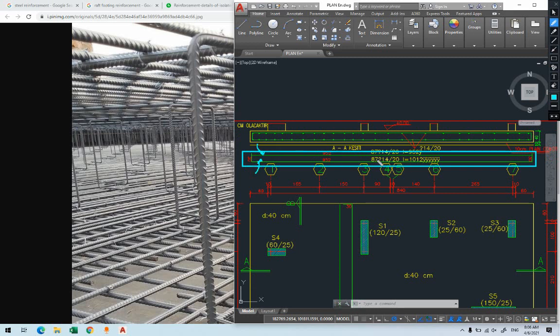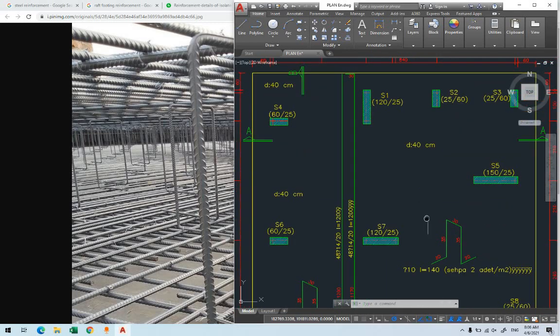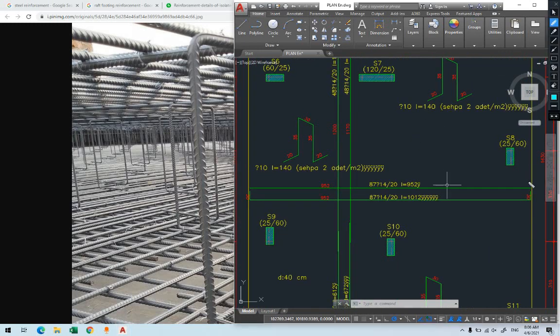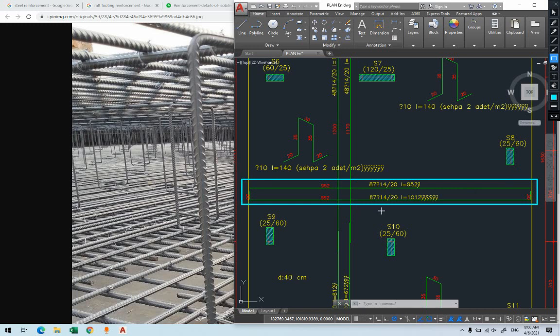Now this is from the section. We can read this detail from where? From the plan as well. This is the plan, yes? The reinforcement will be provided here as well, in this manner. This is one of the mistakes that students or fresh engineers make: they don't understand how to read this. We provide this on the plan, but we don't mean this on the plan. I need you to understand this one.